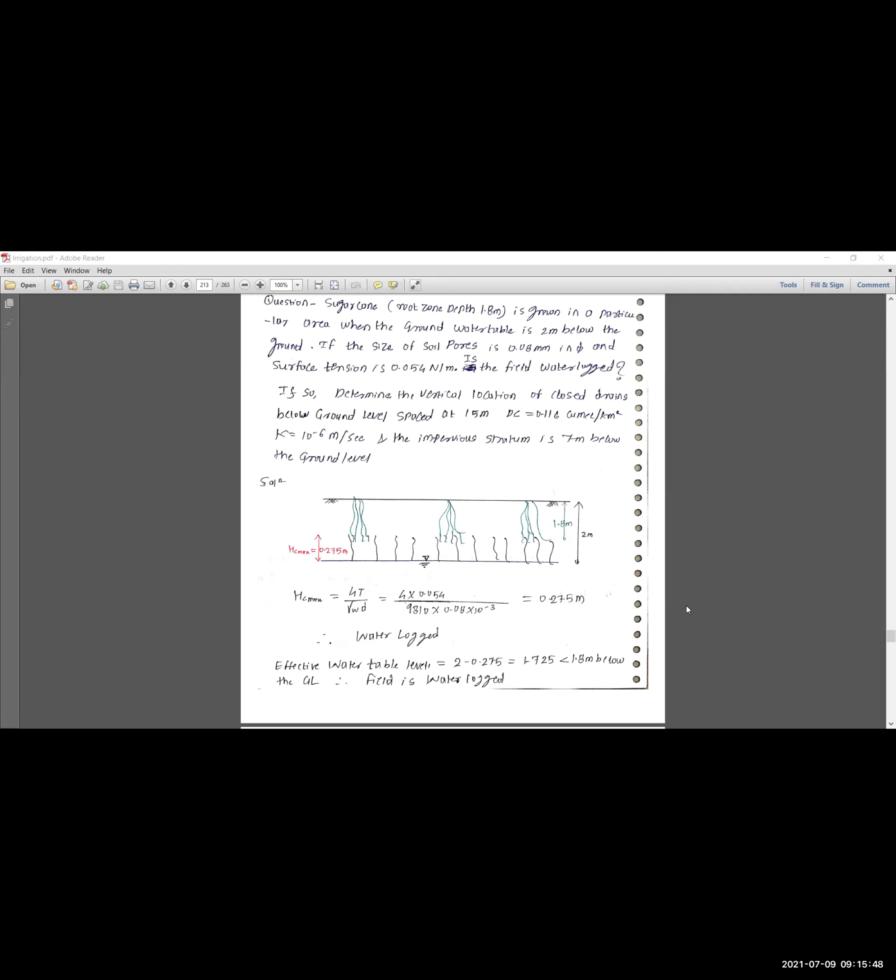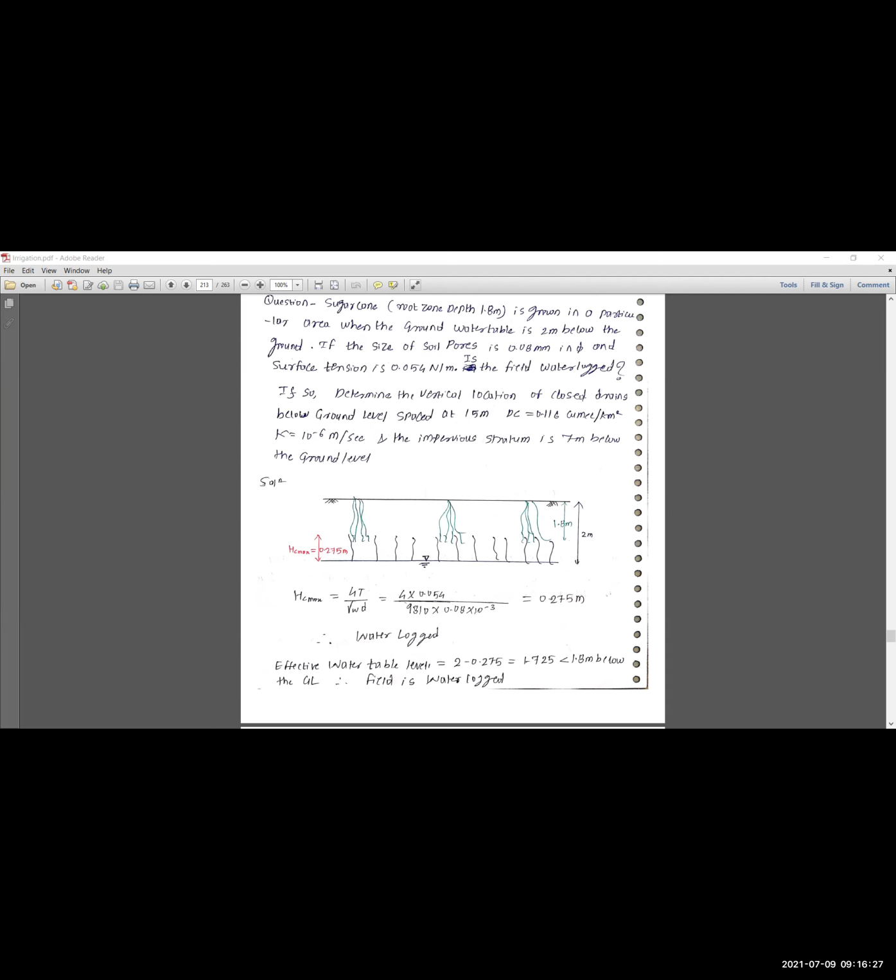Okay, see the question. A sugar cane root zone depth 1.8 meter is grown in a particular area when the groundwater table is 2 meters below the ground, and if the size of soil pores is 0.08 mm in diameter and surface tension is 0.054 Newton per meter. Is the field waterlogged?